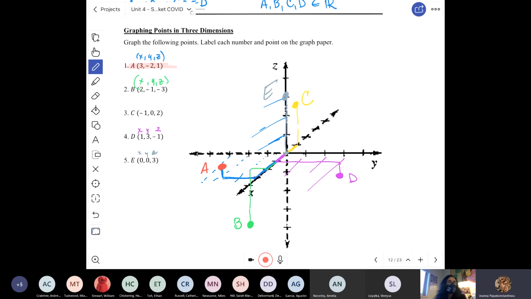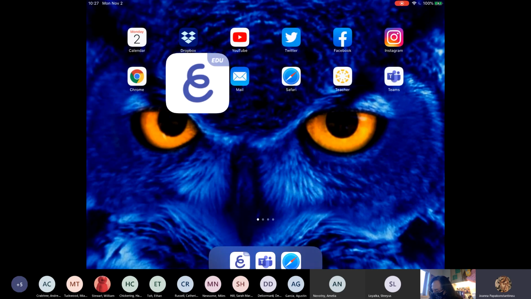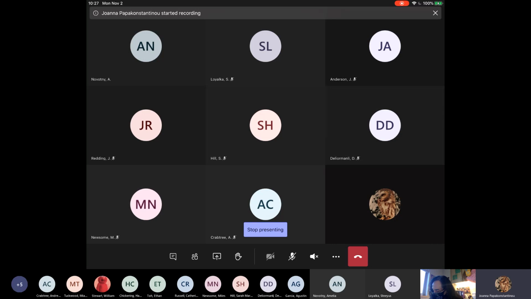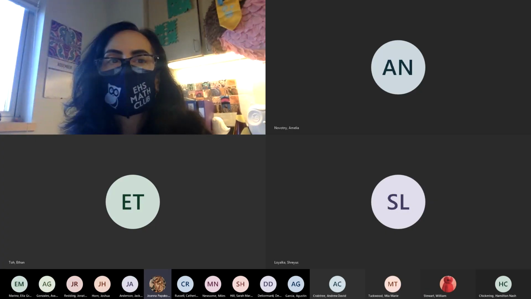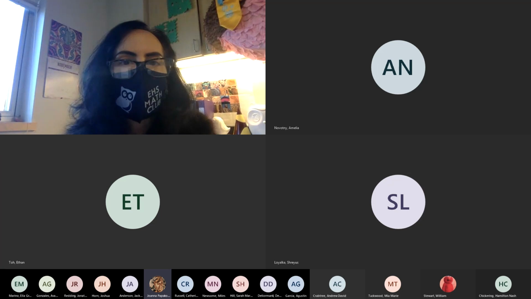Okay, what I would like to do is open Geogebra. Geogebra is going to allow me to graph in 3 space. So let's go ahead and open up Geogebra. This is going to be beautiful to allow you to graph in 3 space. So let me come over here and share this screen.